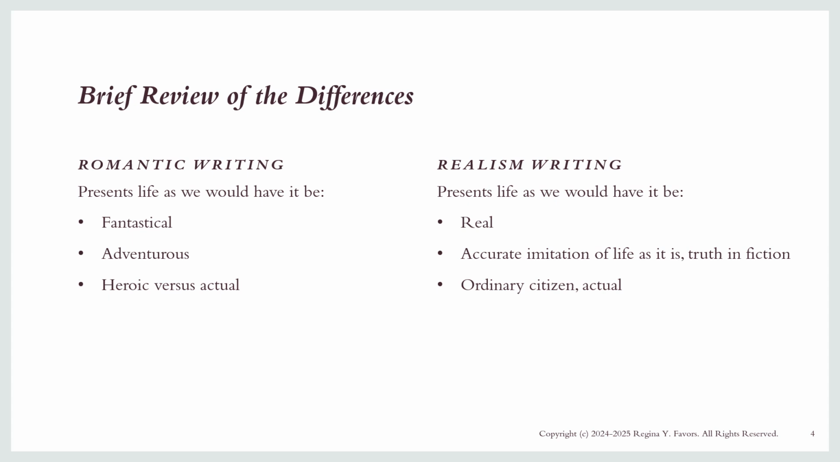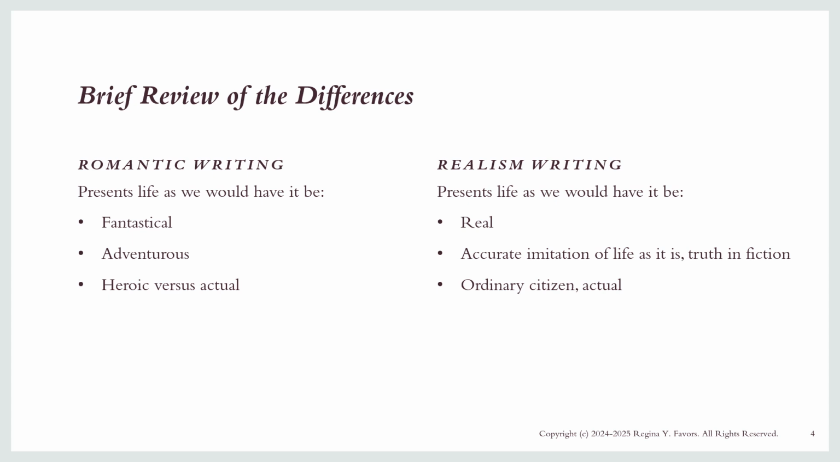So for romantic writing, this presents life as we would have it be, versus realism writing presents life as it is. So for romantic writing, it focuses on the fantastical, the adventurous, the heroic versus actual. So we're looking at the ideal of the person versus the reality of the person. For realism, it is real versus fantastical.